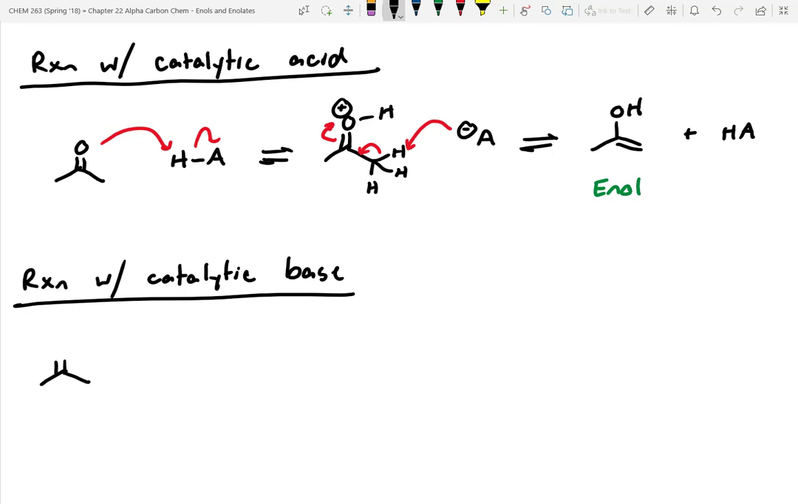And same sort of idea as the original one we saw with base, but with a slight spin on it. This time I'm just going to use something like hydroxide as my base. Just like before, we can kick up the electrons to that oxygen.